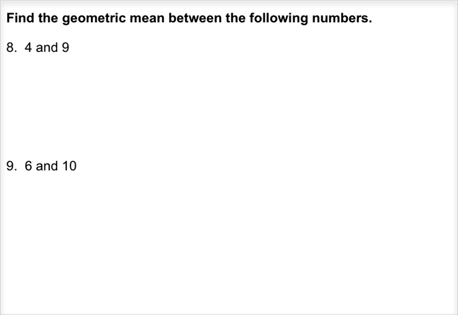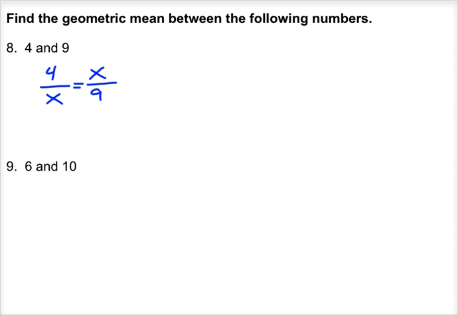Find the geometric mean between the following numbers. So I want to find the geometric mean between 4 and 9. The easiest way for me to find the geometric mean is to make a proportion. The geometric mean I put diagonally across from each other, so the geometric mean is going to be x, and then the two numbers I'm trying to find the geometric mean between go diagonally the other way.